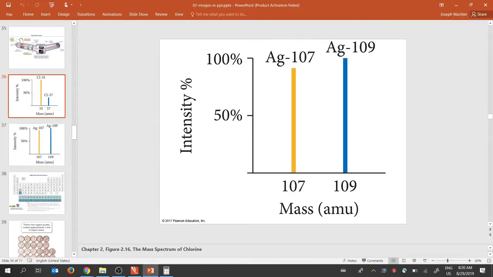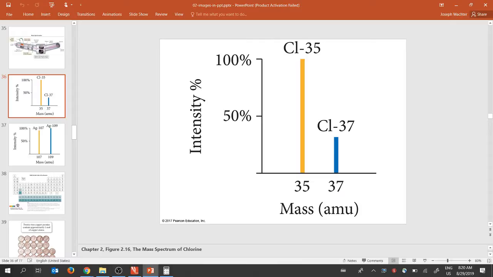So if we looked at one like chlorine, you could take the relative heights of those peaks, and you could actually use those to calculate the relative abundances. So for chlorine, it's about 3 to 1, chlorine-35 to chlorine-37. So if you look at the periodic table, the mass is closer to that 35. It ends up being a weighted average.